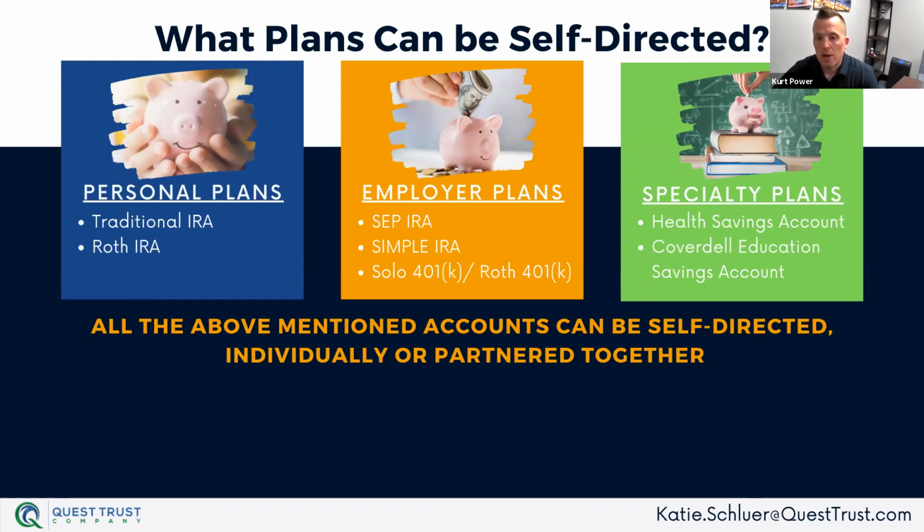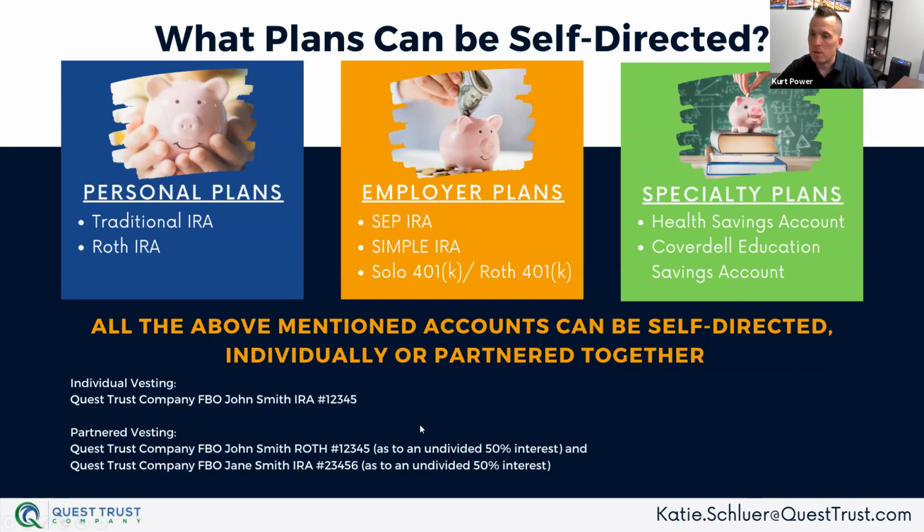So key takeaway from this, guys, all of these accounts can be self-directed individually, or they can be partnered together. You can actually partner these accounts together. When you partner, you have to understand that your IRA has its own name. Quest Trust Company, FBO, which means for the benefit of John Smith, IRA 12345. That is the IRA's name. So if it's me, Quest Trust Company, FBO, Kurt Power, IRA, whatever my account number is. That's the legal name of my IRA. That's the investor in this, whether I'm buying property, loaning money, entering into syndications.